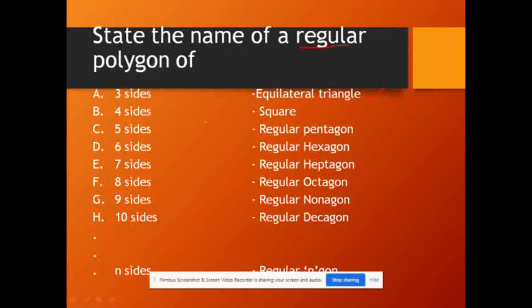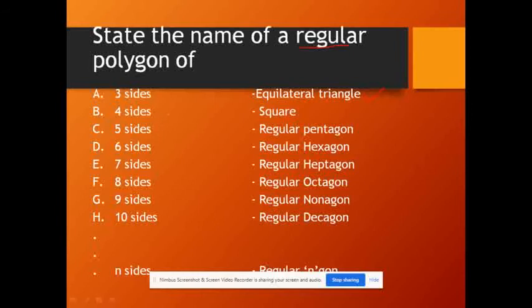Triangle, we know so many types of triangles. From those, the equilateral triangle consists of all three sides equal and three angles also equal. Four sides: square. We have so many quadrilaterals like square, rectangle, parallelogram, trapezium, rhombus, and so on. From these, the regular polygon property is applicable only for the square.